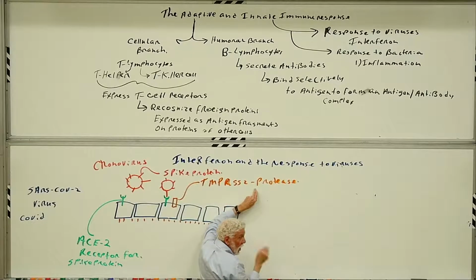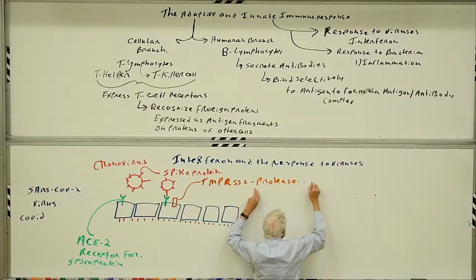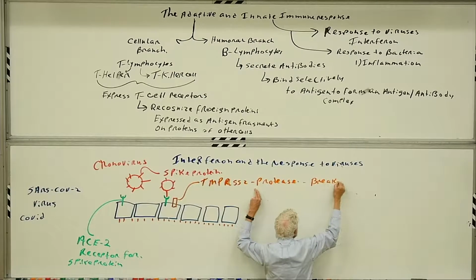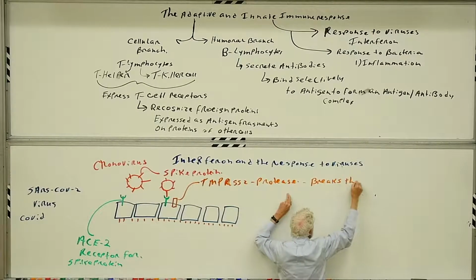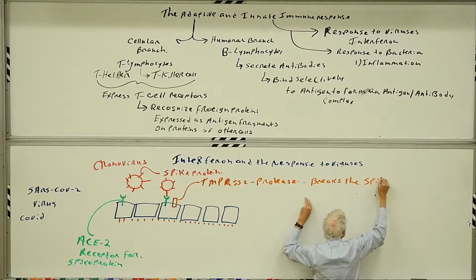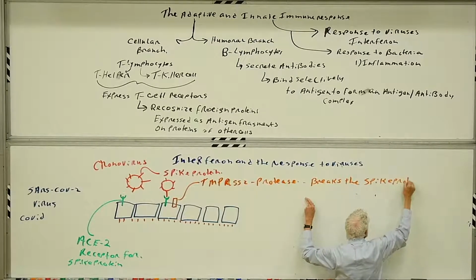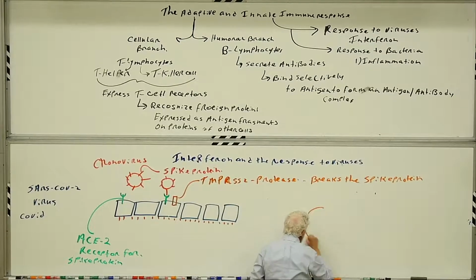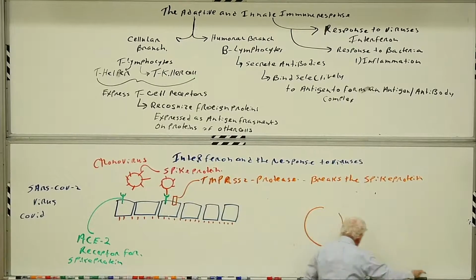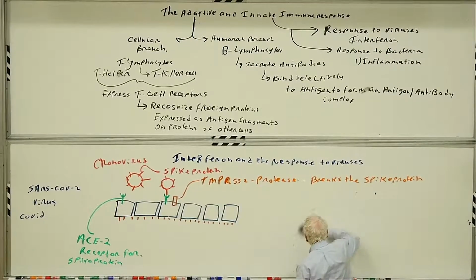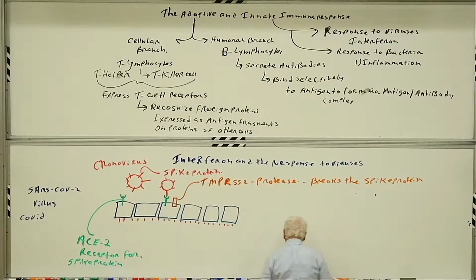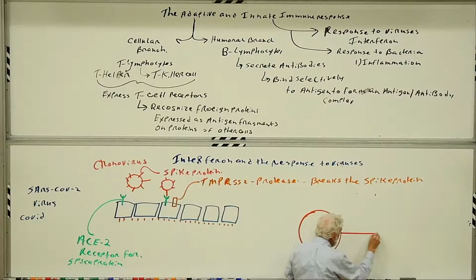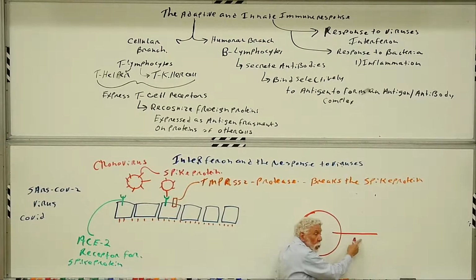And what this protease does is it breaks the spike protein. More accurately, you'd say it cleaves it. So if we imagine here, this is, put it in red, we imagine here that this is the SARS virus. And it has this spike sticking out of it. This spike is a pretty good sized protein. It's like 1,200 amino acids.